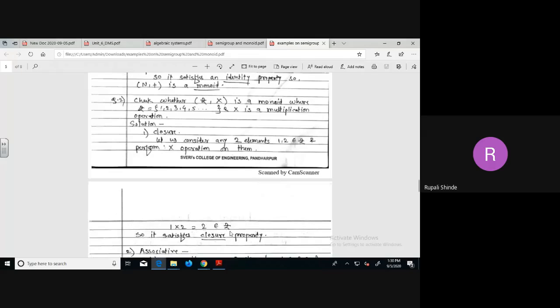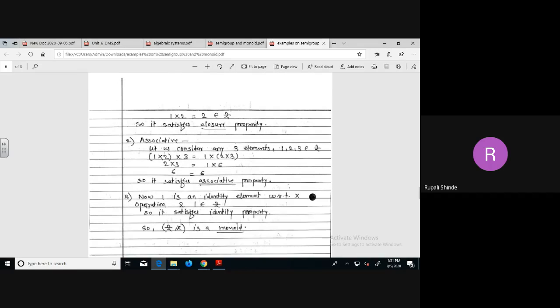So first closure. For this property again I have taken 1 and 2. After applying the multiplication operation on these two elements, 1 into 2, that is 2, and 2 belongs to this given set. That's why this satisfies the closure property. Now the second one is associativity. Again for this I have to choose three elements. So here I have taken 1, 2, 3. So 1 into 2 into 3: 2 into 3, 6. And RHS: 1 into, in brackets, 2 into 3. So again it will give us 6. So we can say that this satisfies the associativity property.